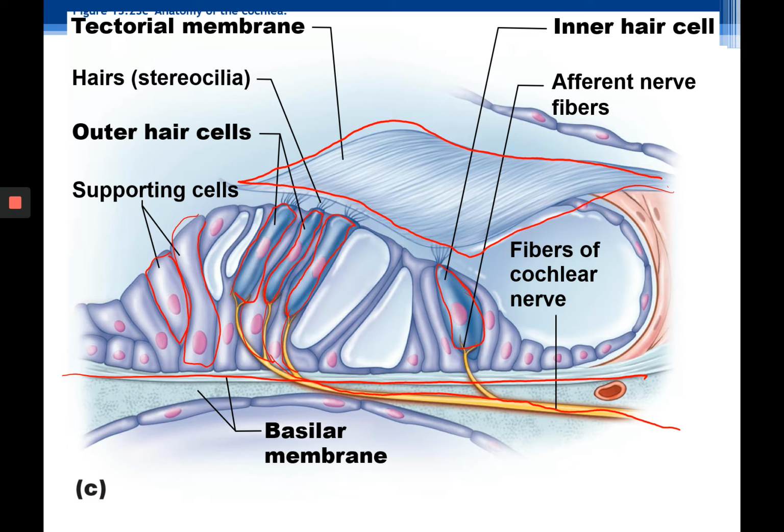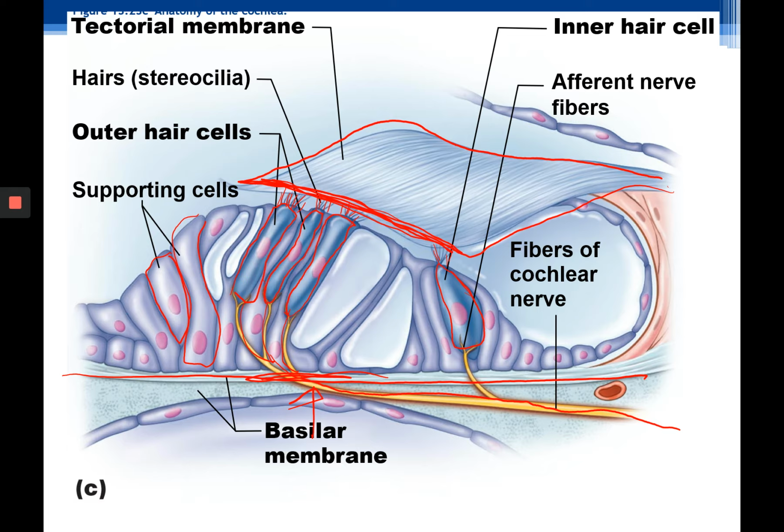So the outer hair cells are receptor cells. They contain stereocilia, which are kind of like regular cilia, but a little more sturdy. They are going to be communicating with the cochlear nerve, and they're supported by supporting cells. We see on top of the stereocilia is the tectorial membrane, and if this tectorial membrane were to come down or this basilar membrane were to be pushed up, it would make the stereocilia hit the tectorial membrane. And if the stereocilia hit the tectorial membrane, it bends the hairs.